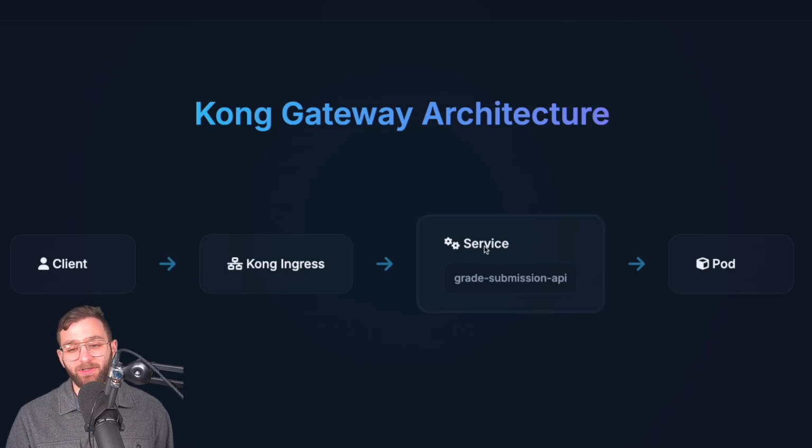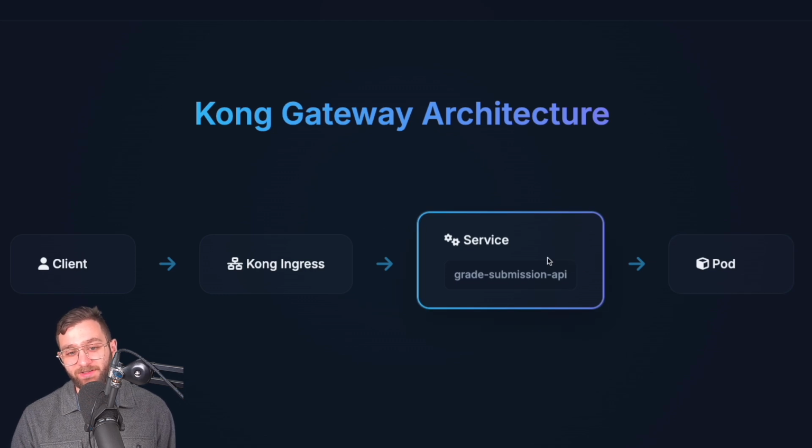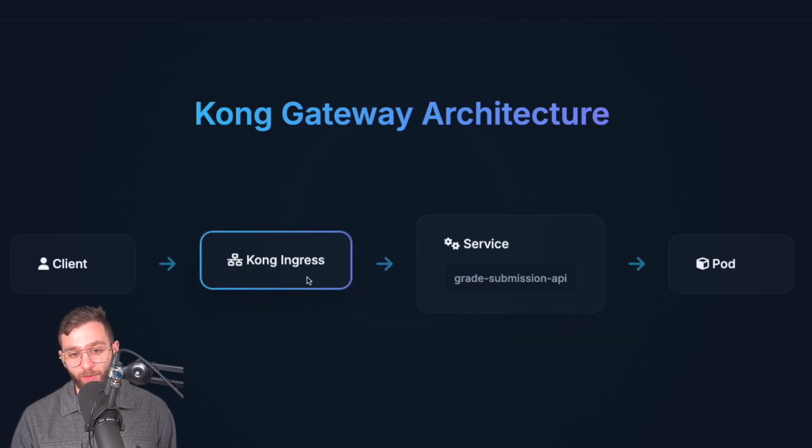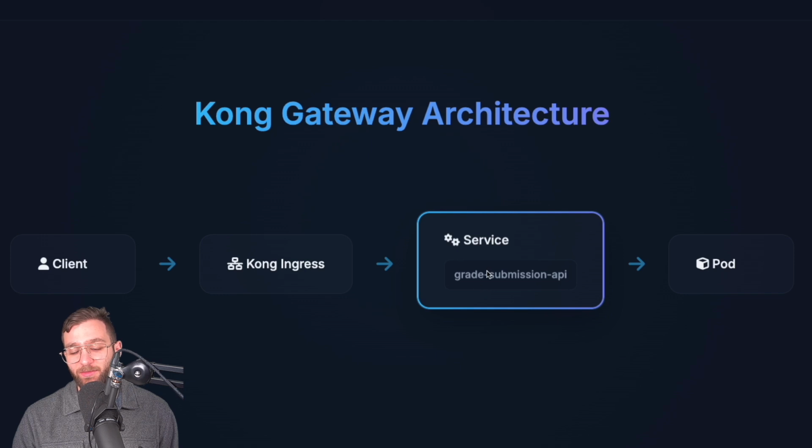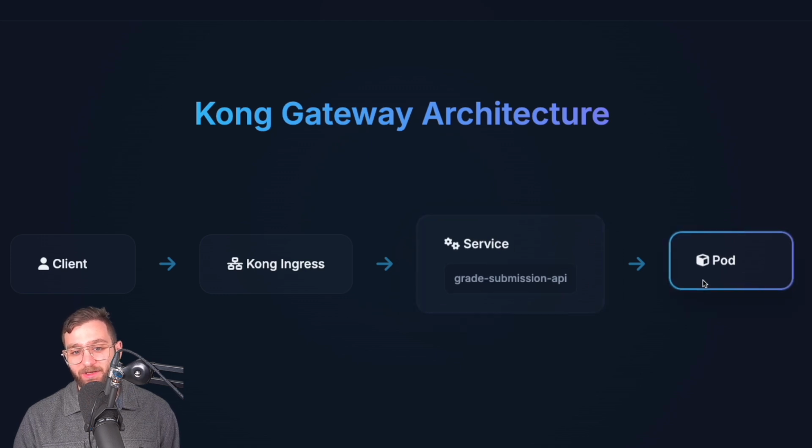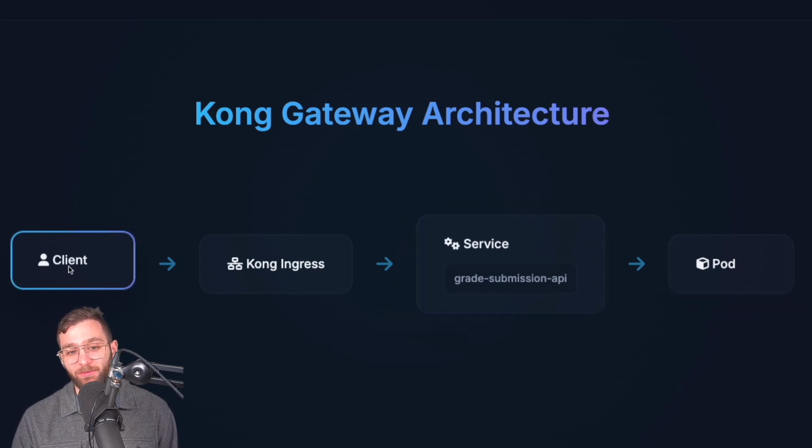In this video, you're going to be given a Grade Submission API service that you can deploy in your Kubernetes cluster. And we're going to set up a Kong Ingress Controller, which can provide external access to this Grade Submission API service to a bunch of end users.